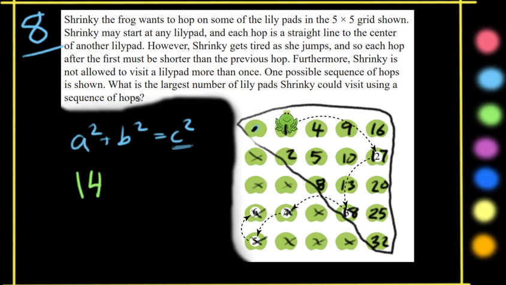Well, not 14 actually, because this says the largest number of lily pads that Shrinky could visit. That would include the lily pad that Shrinky starts on. So actually you could just guess that the answer is 15 because you start at 1 lily pad. If you do 1 hop, you've visited 2 lily pads, right? But if you do 14 hops, you've visited 15 lily pads. And it turns out that that's actually the answer.